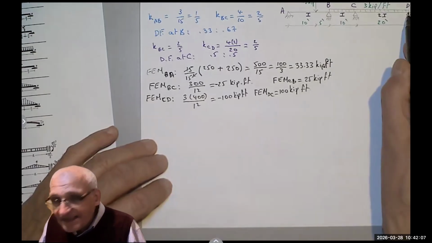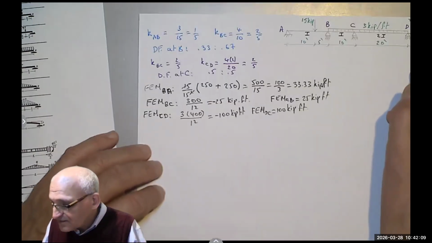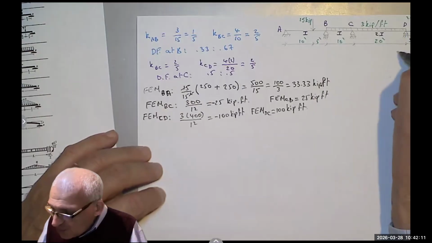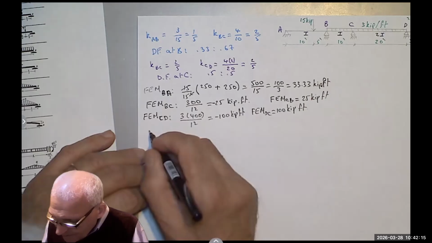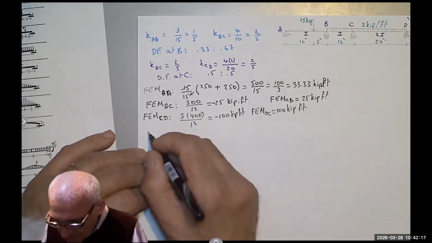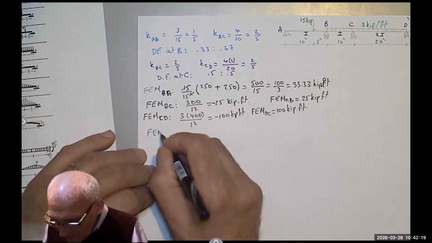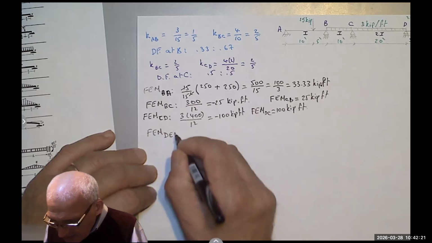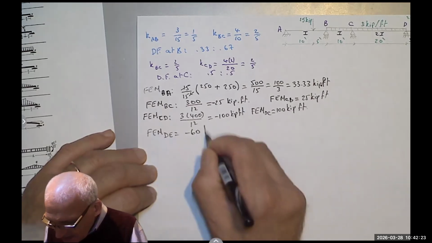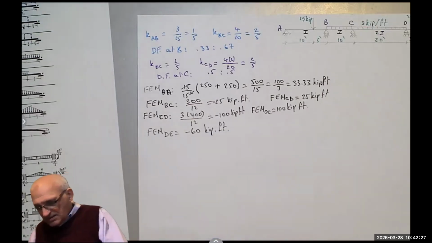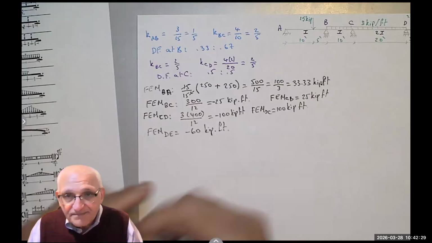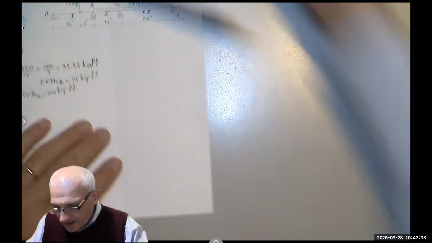Notice that at D, there is a cantilever on the right, and it produces a moment. 20 times 3 is 60. So I can say fixed end moment DE is negative 60 kip-foot. And that's everything I have. So let's get the other copy.